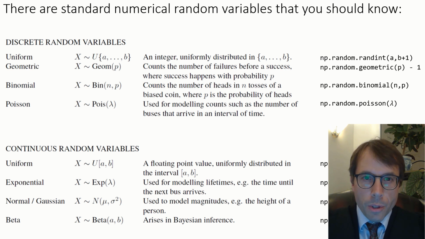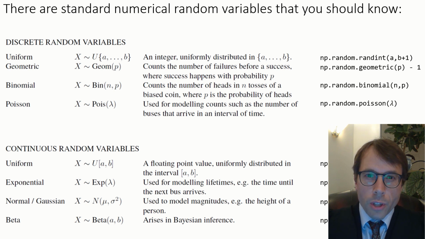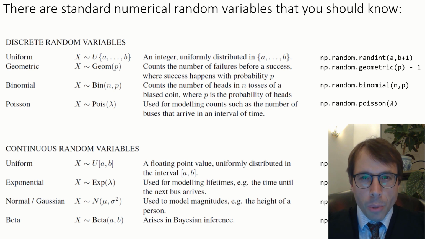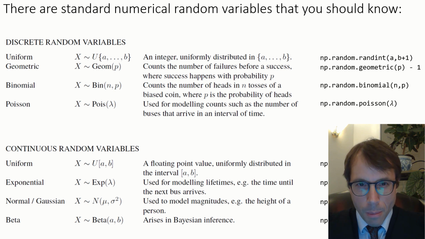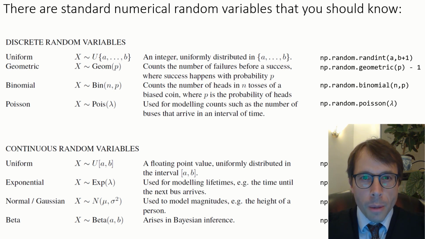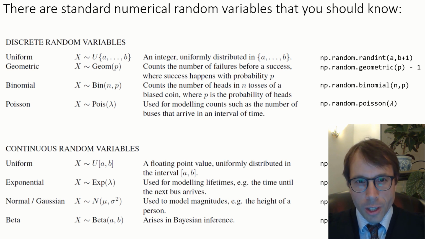If you need to check up the details of any of these, using Wikipedia is perfectly fine. But watch out, because for some of them, Wikipedia uses one way to parameterize the random variable and NumPy uses another, and so it's easy for bugs to slip in. So whenever you use one of these random variables, make sure you read the documentation, make sure you read the probability density function carefully so you know exactly what you're working with.